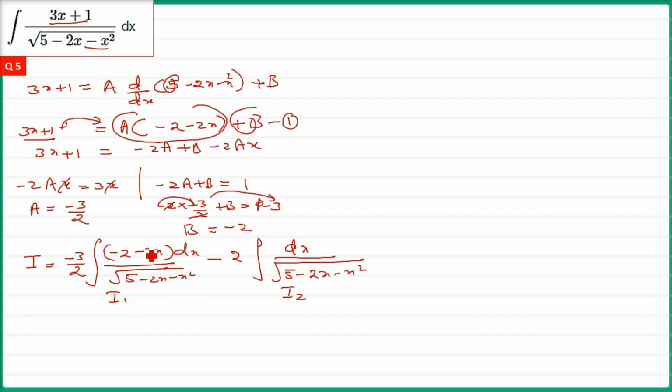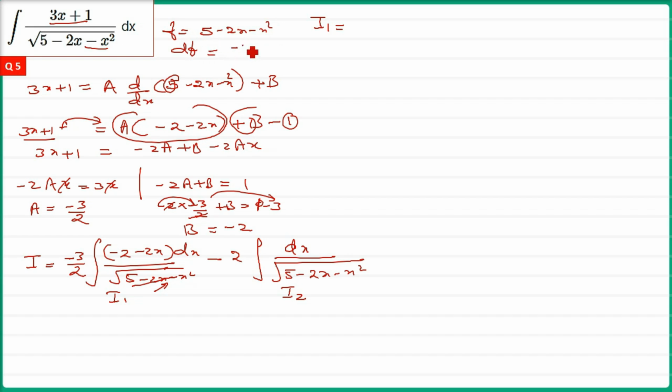Now for this I1, we have already done the differentiation of 5 minus 2x minus x square, and it was negative 2 minus 2x. So for I1, just take t equals 5 minus 2x minus x square. I'm writing it as t. So t is 5 minus 2x minus x square. dt by dx will give you what?